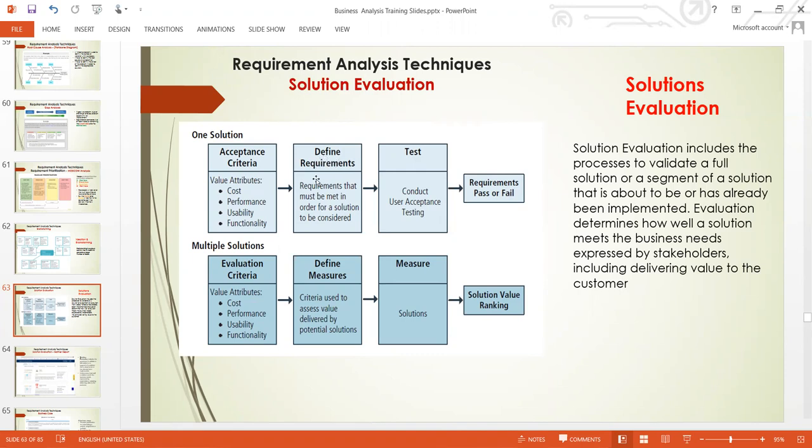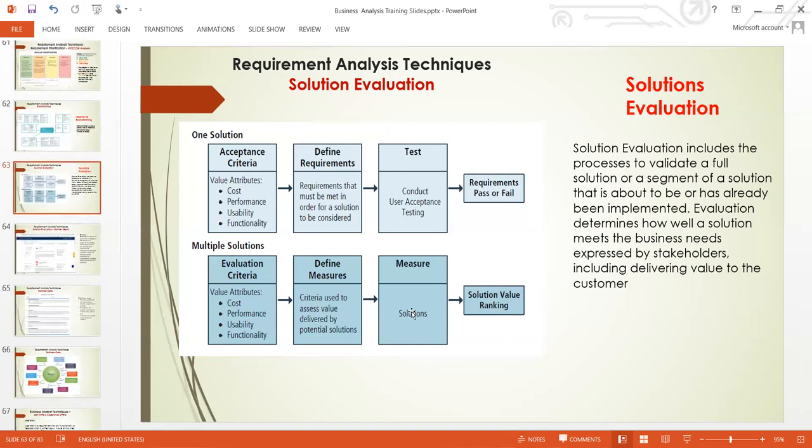So we have defined requirements that must be met in order for a solution to be considered. That is how we do requirement evaluation to select the solution we need. This is if we have one solution. But in case we have multiple solutions, then we equally need to look at the ranking of different solutions. How are they ranked in terms of value? These are things we need to look at in order to consider a particular solution. That's how we do solution evaluation.